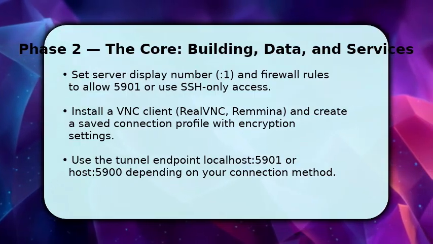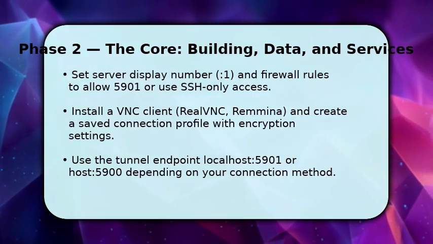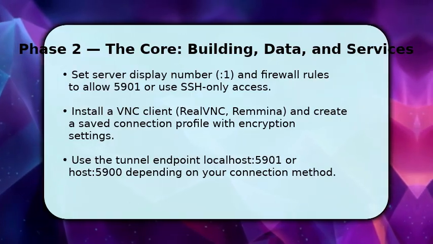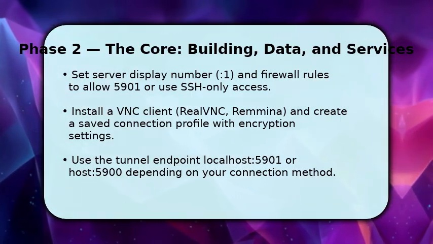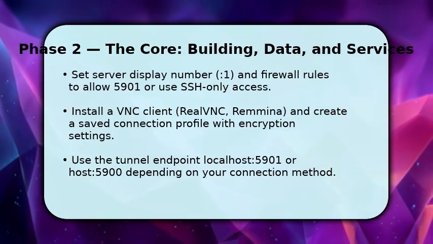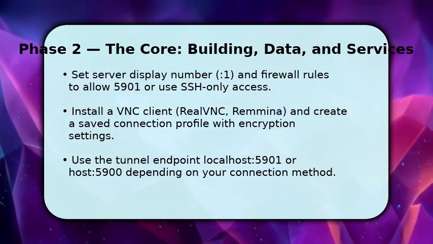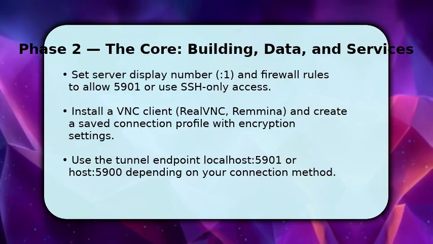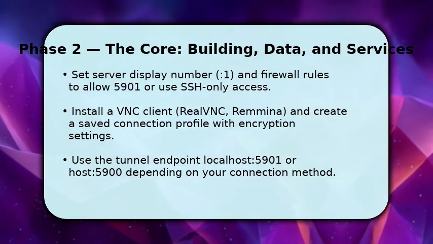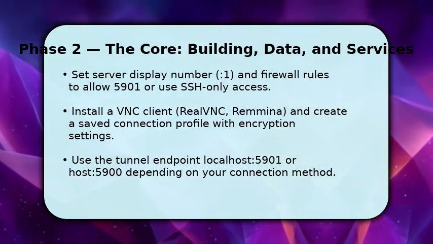You set the server display to 1 and adjust the firewall to allow 5901 if you're not tunneling. Make sure rules apply to the correct network profile. Then install a VNC client on your machine and create a saved profile. This stores encryption and scaling preferences for repeat connections.